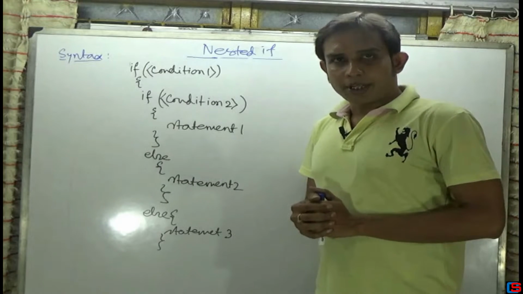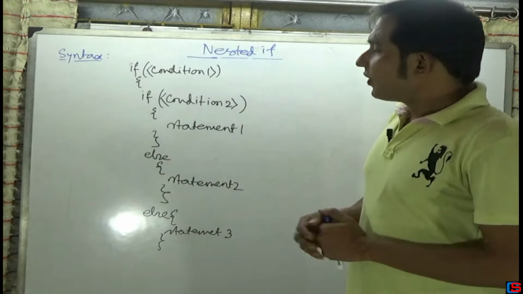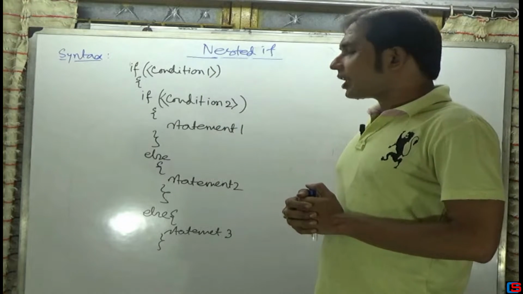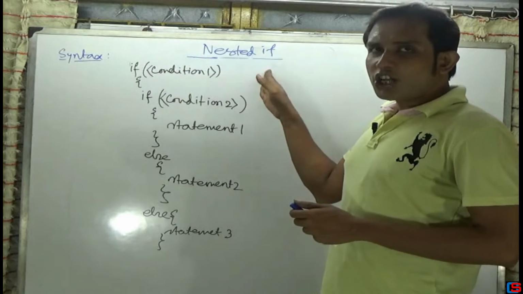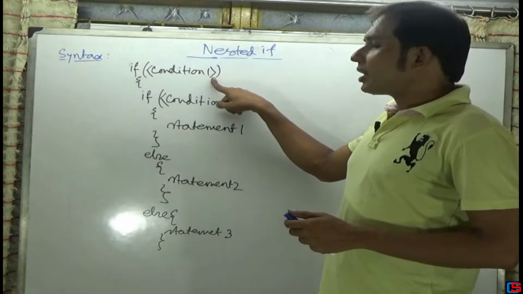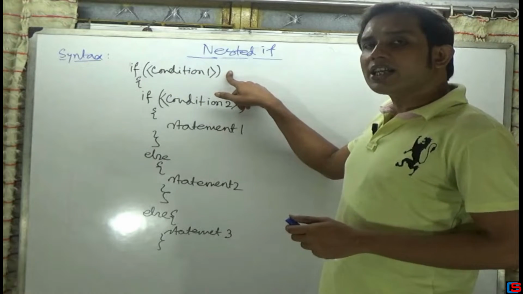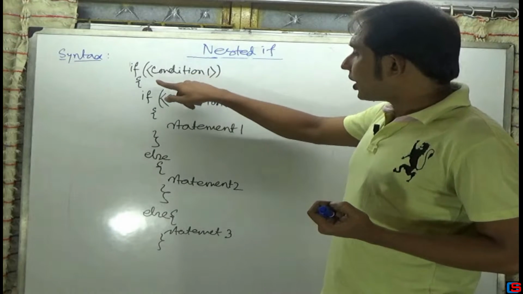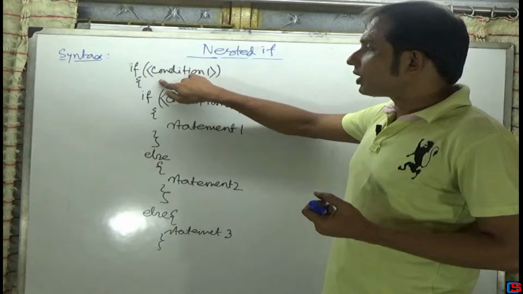Now the nested if statement. By using nested if, we can check several conditions. So this is the syntax written on the board. In nested if, condition 1 is going to be checked, and if condition 1 becomes true, then the control goes inside the if block of the first if.